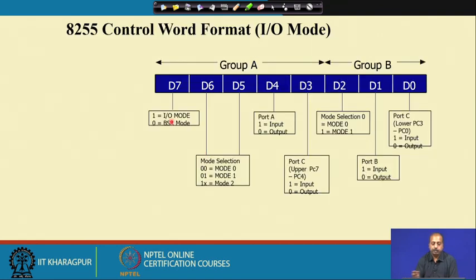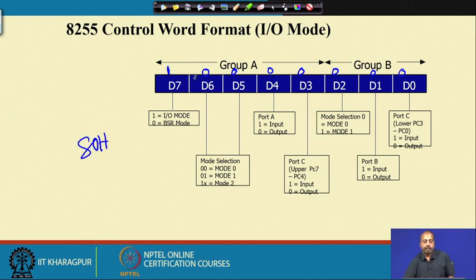So, I want IO mode, so this bit should be 1. Then it is mode 0, so these two bits are 0. Then port A is in output mode, port C is also in output mode. This is again mode selection, so 0 is mode 0, and this is also output mode, so this is also 0 and this is also 0. If you do that, you see the control word we are getting is 80 hex.